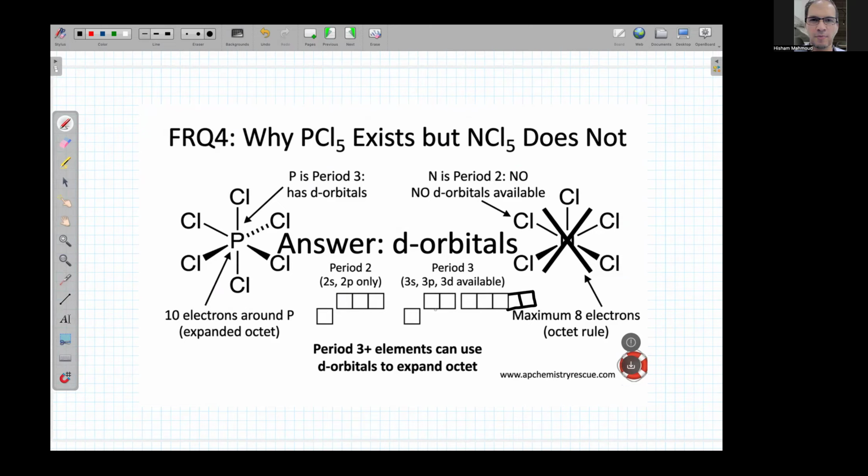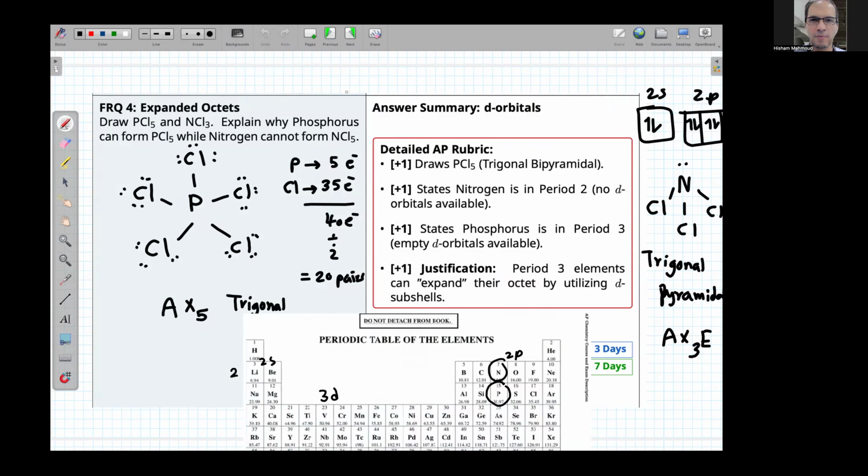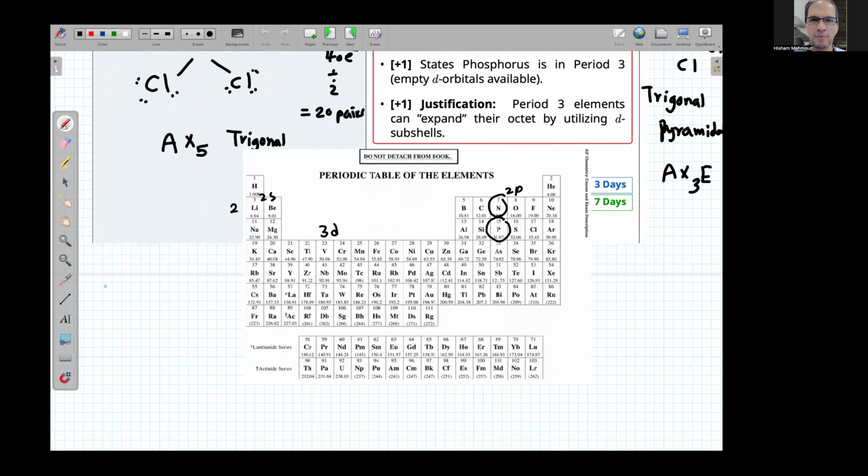Phosphorus has 3d empty orbitals. This allows it to form 5 bonds, right? So phosphorus has 2 electrons in the 3s, 6 electrons in the 3p, but what if it has 2 more electrons or 4 more electrons? It has the whole 3d empty.